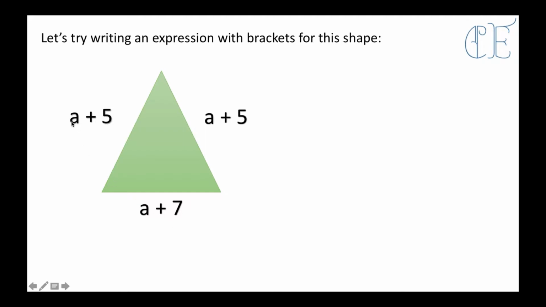So, we have altogether 3 a's. 1, 2, 3. And then we add the numbers. 5 add 5 is 10, plus 7 is 17. So our expression for this shape is 3a plus 17.